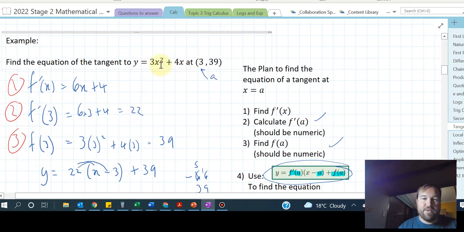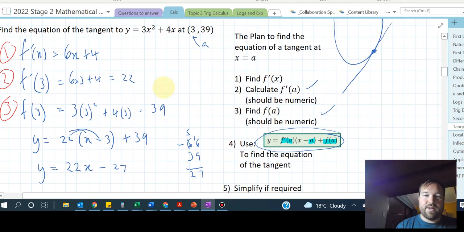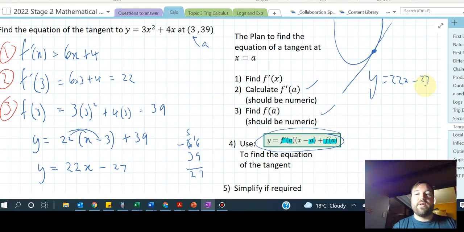If you imagine this curve, which I imagine will be something like this, at the point 3, 39, there is going to be a tangent very steeply. That tangent has the equation y equals 22x take 27. And that should always be a straight line, because that's how tangents work. They are straight lines at a particular point.